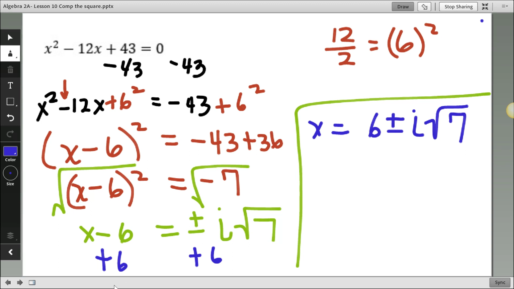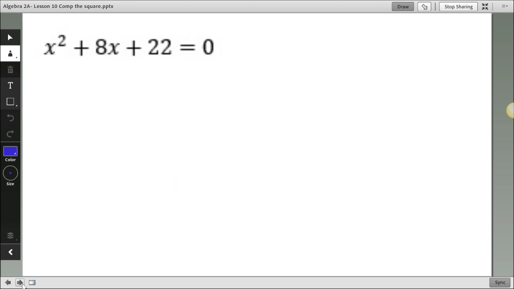And let's take a look at one more example. Remember, if I'm going too fast, just take a step back and watch me go each step at a time. Write it down on a piece of paper. That way you can kind of copy what I've done. So again, process, get x squared plus bx isolated. So we're going to subtract 22 here. That's leaving me x squared plus 8x equals negative 22.